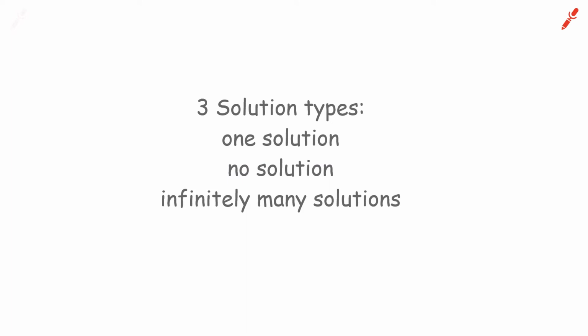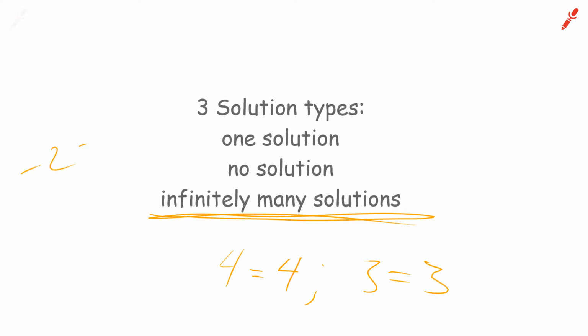My final option is infinitely many solutions. Infinitely many solutions are very simple to come across. It's simply when I get a number equals itself. So for example, 4 equals 4, or 3 equals 3, negative 2 equals negative 2, 753 equals 753. It's really not all that complicated. Infinitely many solutions occurs when I get a constant equals itself, because 4 will always equal 4. It doesn't matter what value I plug in for my variables.